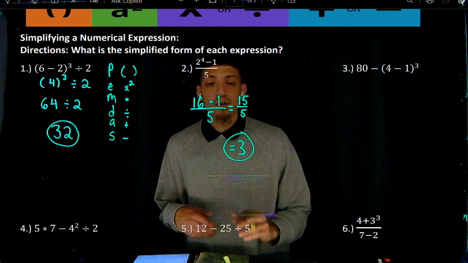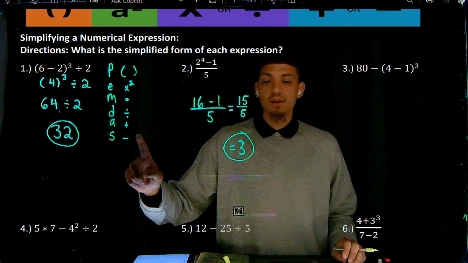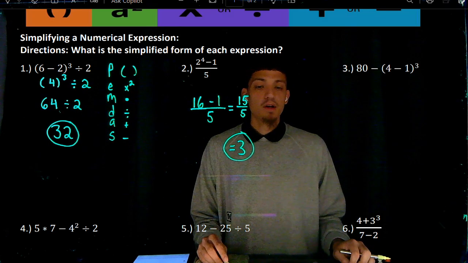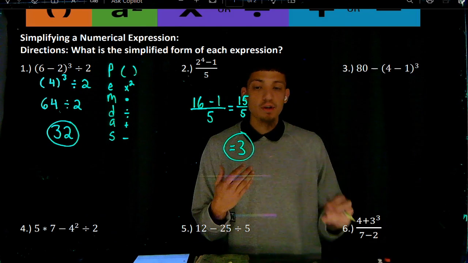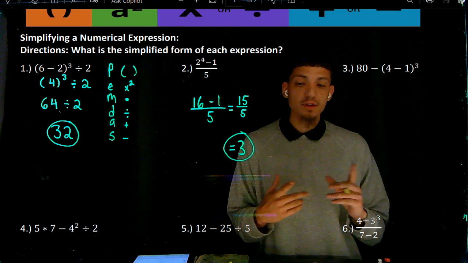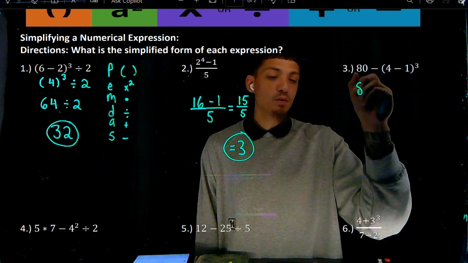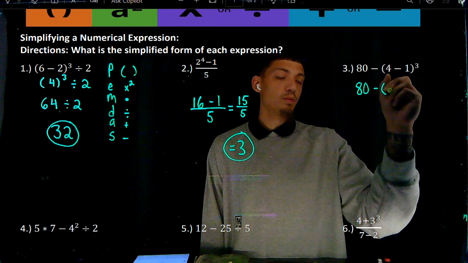All right, number 3. So we keep using our PEMDAS as a checklist when we're solving these problems. Looking at number 3, we have 80 minus (4 minus 1) in parentheses to the third power. So we think to ourselves, do we have parentheses in this problem? Yes, we do. We have 4 minus 1 inside parentheses. So that's what we need to solve for first. 4 minus 1 is 3.